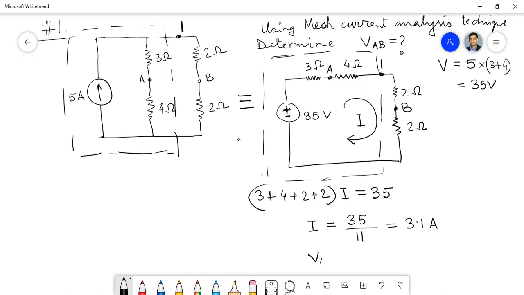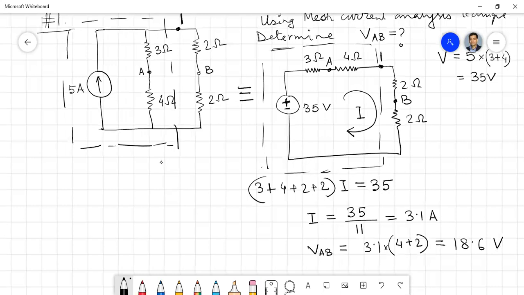Okay, so here the VAB is I into 4 plus 2, and that is how much? 18.6 volt. 18.6. Okay, is it clear?